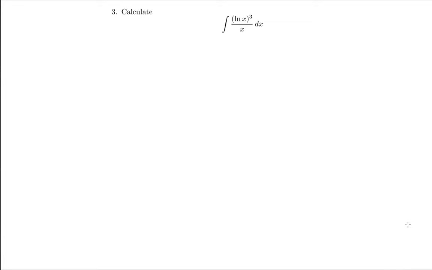Let's take a look at this question where they're asking us to take the indefinite integral of ln x cubed. So this is not ln of x cubed, but the entire (ln x) to the power of 3, divided by x, integrating with respect to x. So what we're going to do is use the substitution method on this.